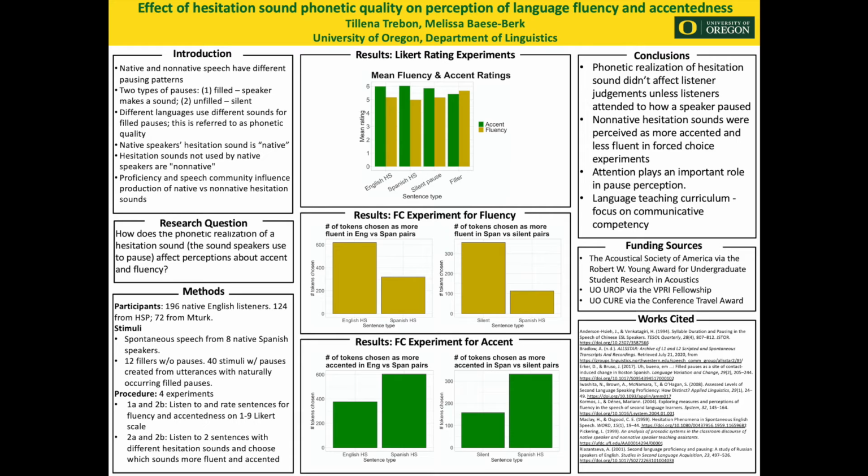Results of the Likert rating experiments show that the phonetic quality of the hesitation sound did not impact listener judgments about accentedness or fluency. Additionally, whether the pause listeners heard was filled or unfilled did not affect listener fluency or accent ratings. However, in the forced choice experiments, the phonetic quality of the hesitation sound did impact listener judgments about accent and fluency. Compared to native hesitation sounds, non-native hesitation sounds were judged as less fluent and more accented. Additionally, compared to silent pauses, non-native or Spanish hesitation sounds were deemed less fluent and more accented.